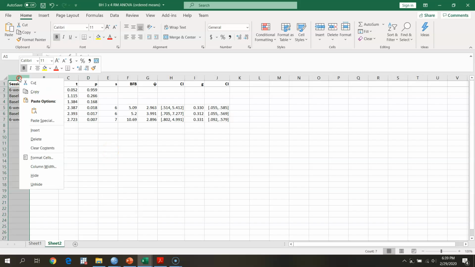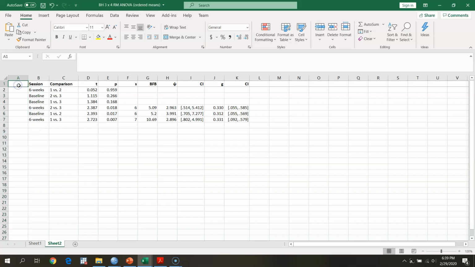Okay, so I'm going to insert a new variable and call it index. I'm going to enter 6, 5, 4, 3, 2, 1. So we've now labeled these in order from least evidence to strongest evidence.